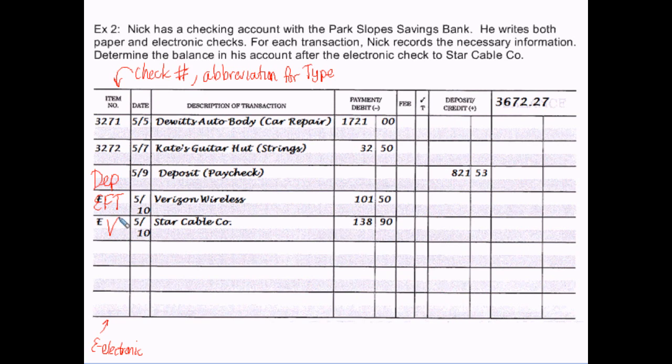Then you have the description of the transaction. So here we've got this auto body shop, and then in parentheses, car repair, just so they know what it was for. That's up to you too, however you want to keep track of this, but you definitely want to put the company or the person that it was paid to, and then any other notes that you want.